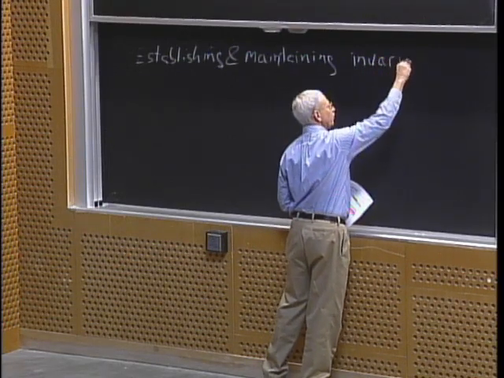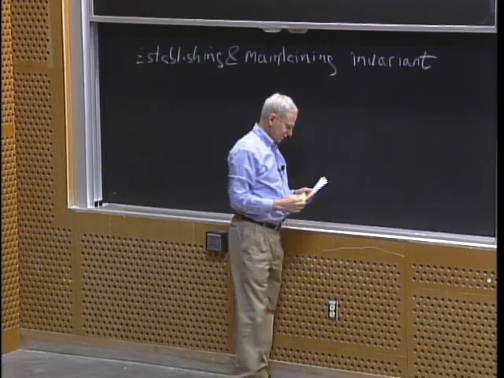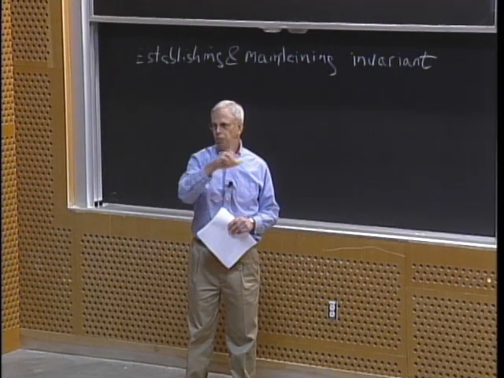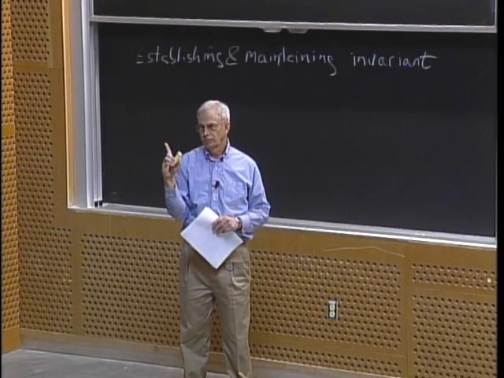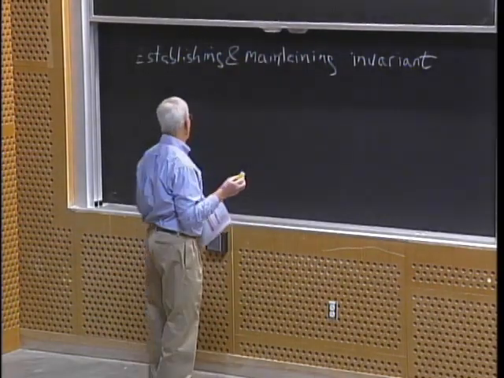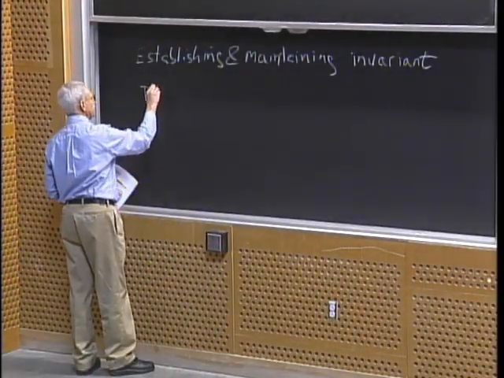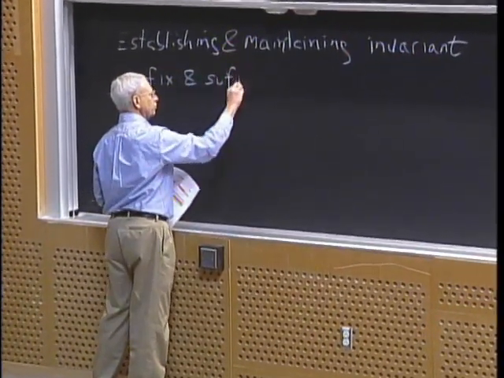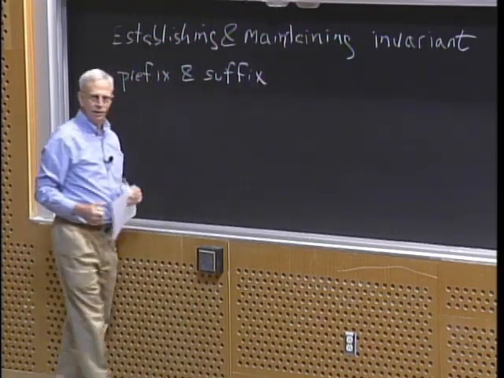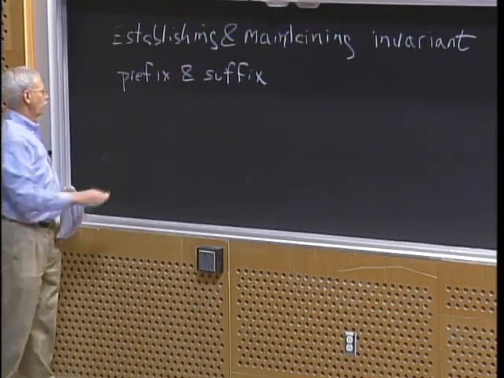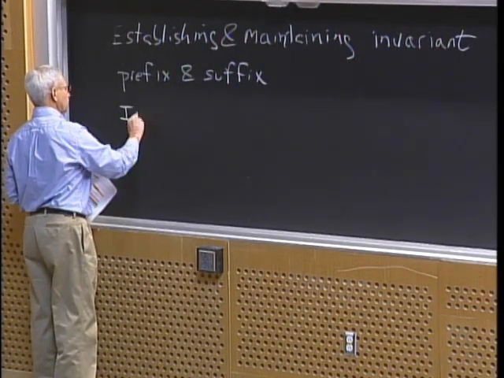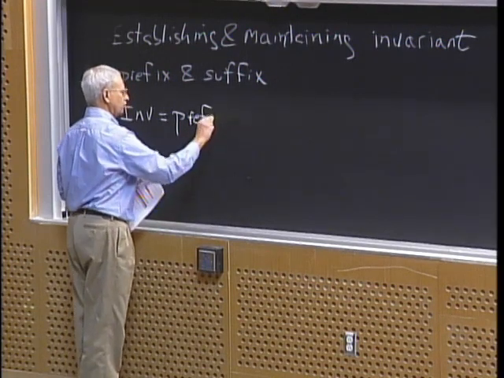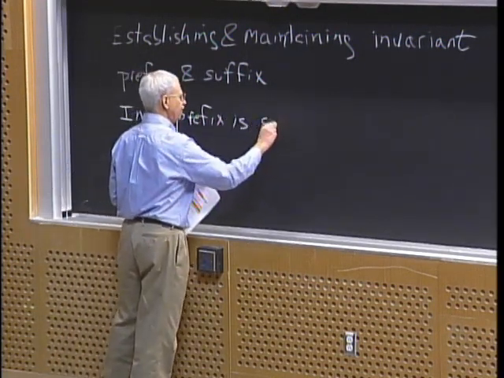An invariant is something that's invariantly true. The invariant we're going to maintain here is we're going to have a pointer into the list. And that pointer is going to divide the list into a prefix and a suffix. And the invariant that we're going to maintain is that the prefix is always sorted.